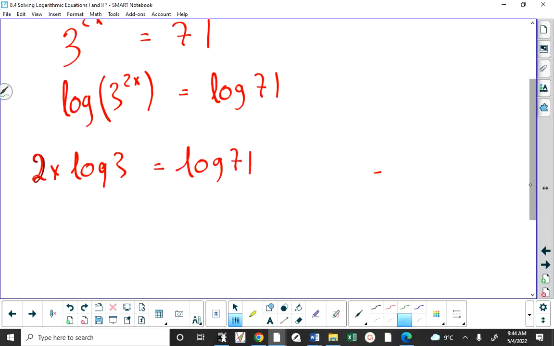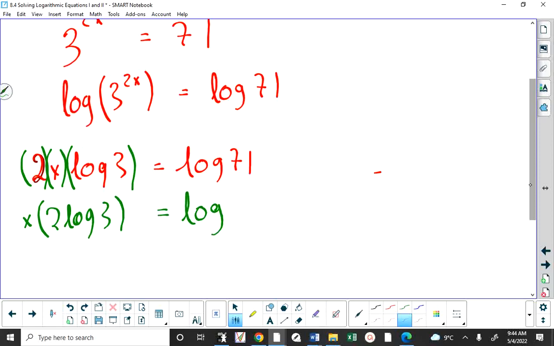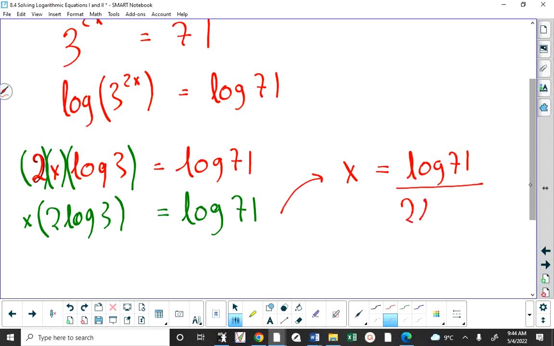And I'm just going to point something out to everybody, that this 2x log 3 is 2 times x times log 3. That's what it really is. So x is being multiplied by 2 log 3, which means to get x by itself, we can take log of 71 divided by 2 log 3, and then we have our answer. x will be equal to log of 71 over 2 log 3.